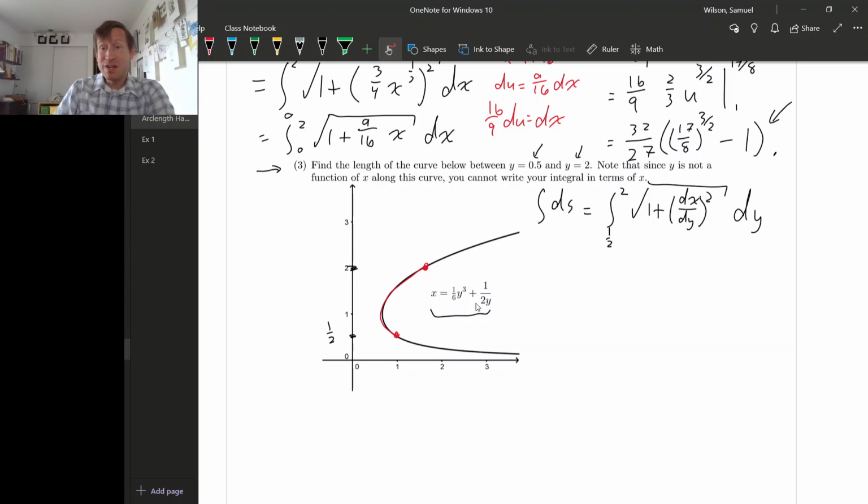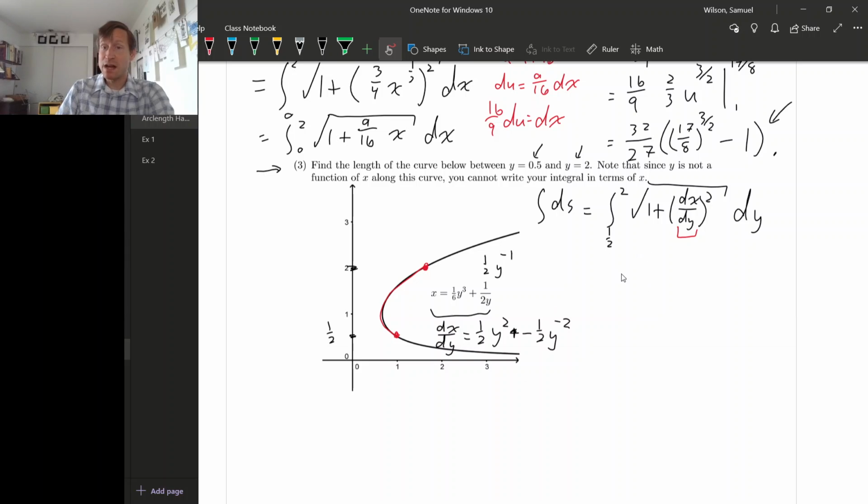Okay, now we need to evaluate this integral. We need to figure out what is the derivative of x with respect to y. So we can calculate that down here. Remember, this 1 over 2y is really 1/2 times y to the minus first power. Writing it this way is going to make it a little easier to differentiate. So dx dy is, using the power rule, 1/2 y squared minus 1/2 y to the minus second.